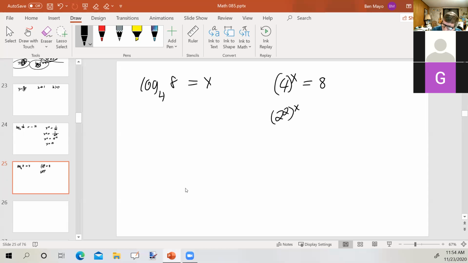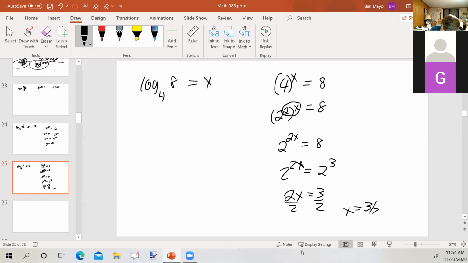So 4 to the x is 2 squared to the x power. But now I would multiply the exponents. So 4 to the x is 2 to the 2x. But I could take 8 and write it as 2 cubed. So now if 2 to the 2x power equals 2 cubed, 2x equals 3, and x equals 3/2. So log base 4 of 8 equals 3/2, because 4 to the 3/2 power equals 8. All right with that? Yes.